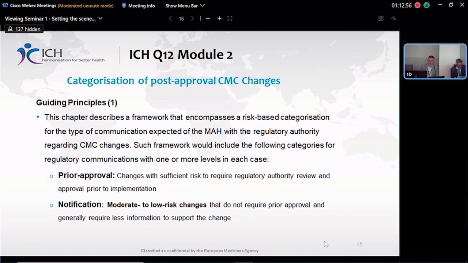And this risk-based categorization of changes means that as regulators, we put the appropriate resources and the appropriate effort in to reviewing and managing those changes which present the highest risk to quality, safety and efficacy, and ultimately to patients.